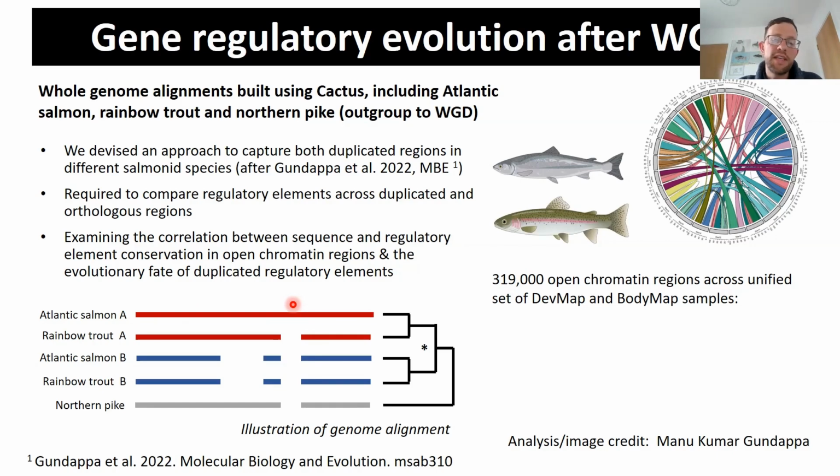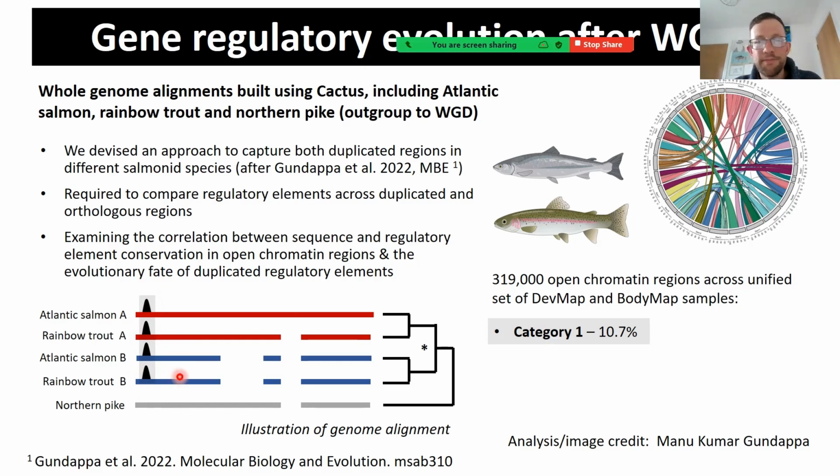Then onto that framework of sequence level conservation, we can layer the actual observed data that we see for the ATAC-seq, and we can categorize it. So for example, we find that somewhere around 11% of all Atlantic salmon ATAC peaks are conserved between both duplicated regions in both salmonid species. A similar number, about 8% of all the Atlantic salmon ATAC peaks, are present in only one of the duplicated copies in both species, despite the fact that the other duplicated sequence is conserved.